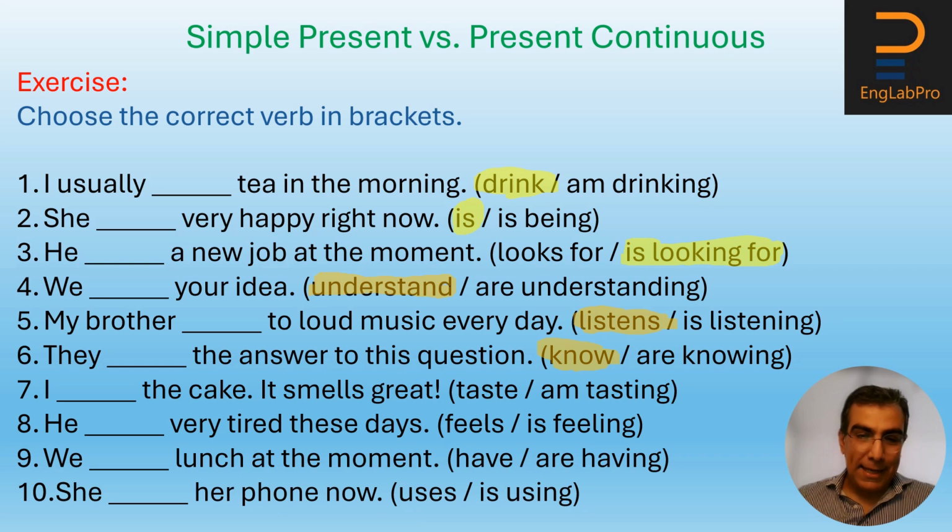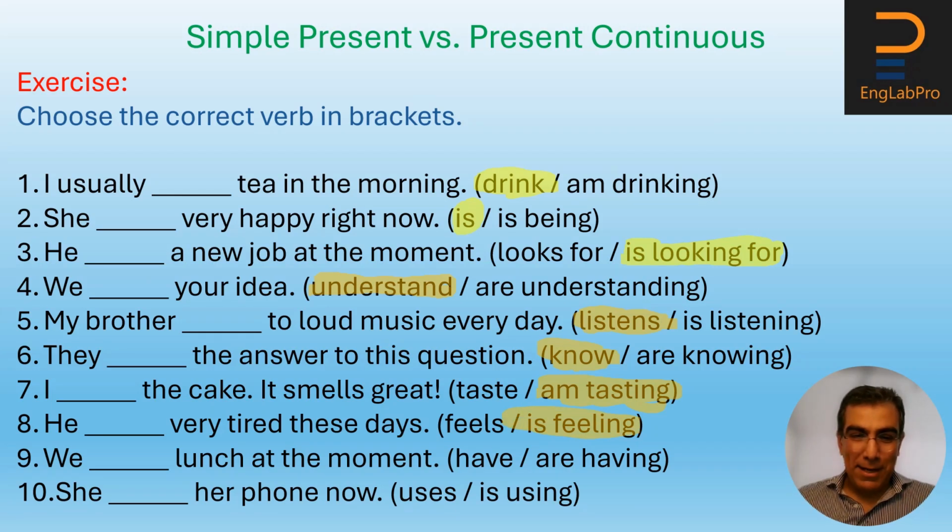I, the cake, it smells great. So I am tasting. Why do we say I am tasting? Because here is the continuous form. This is not in the non-action meaning. He very tired these days. These days, so it is temporary, so is feeling.